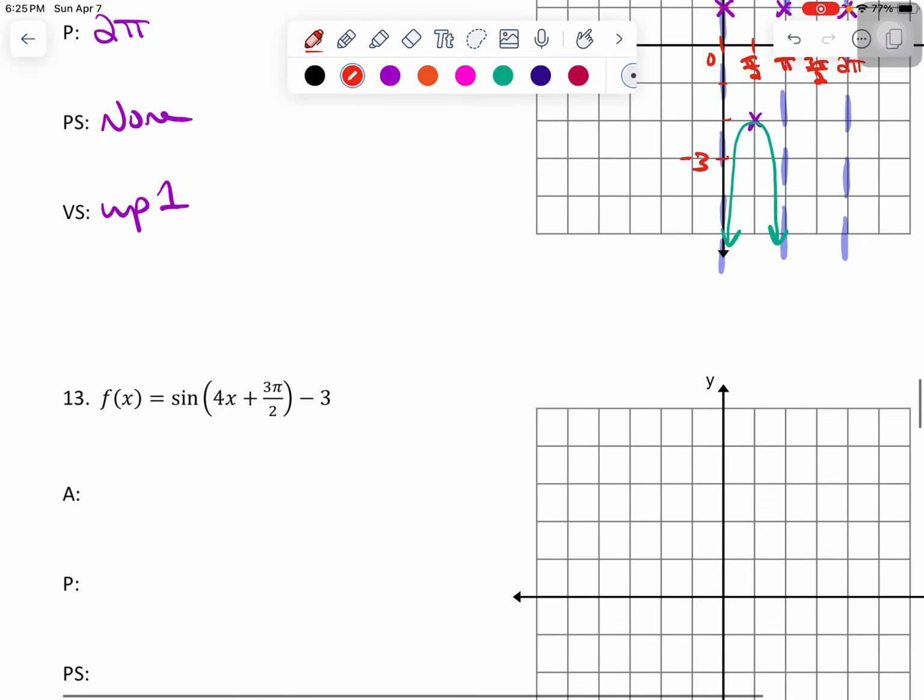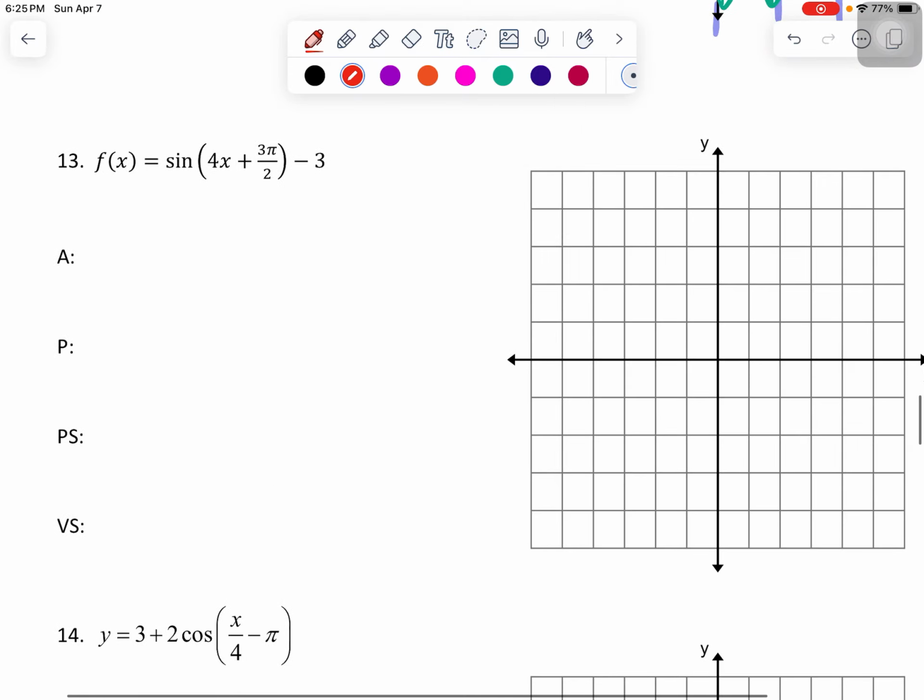Okay, I'm going to slide down to number 13. We've got a sine curve, so I don't have to worry about any asymptotes for this one, which is kind of nice. But I do need to pay attention to all of the key features.